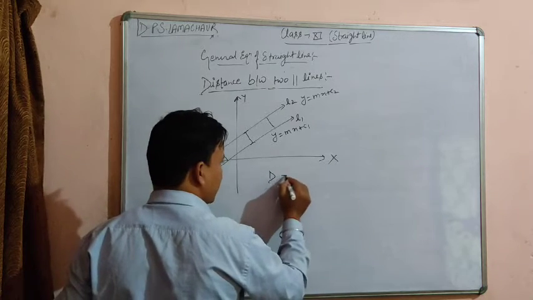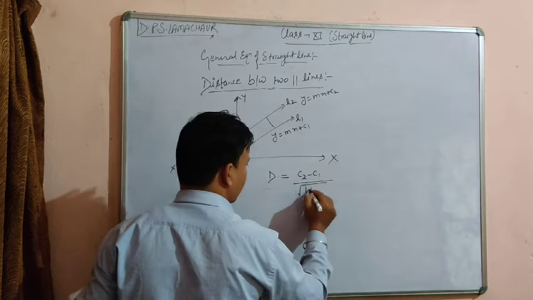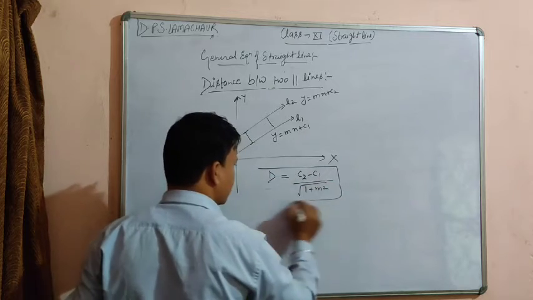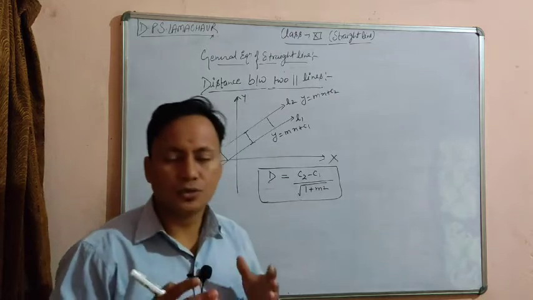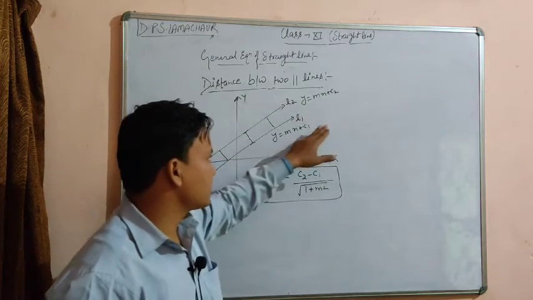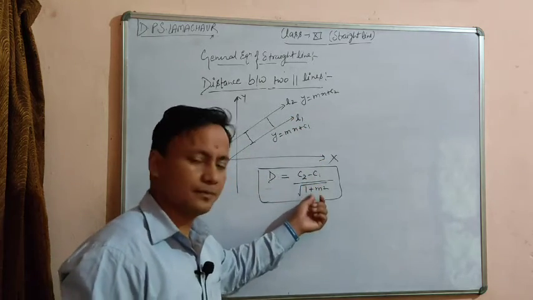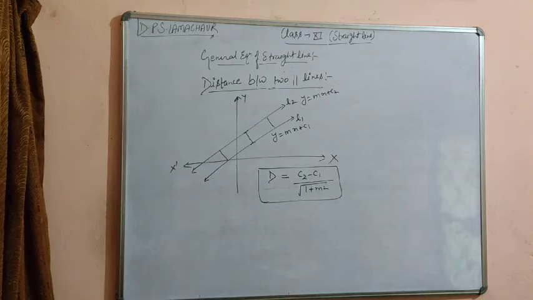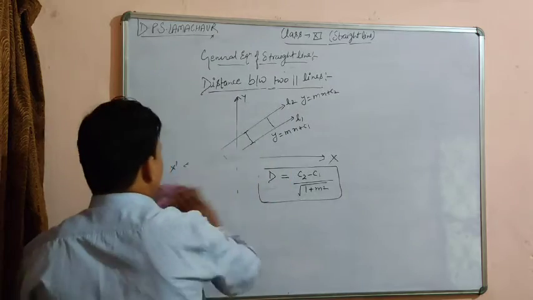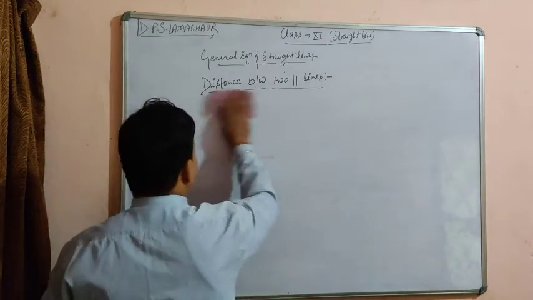So what will be the distance between any two parallel lines? It will be c2 minus c1 upon root 1 plus m square. Nothing else. If we are given any two parallel lines, the distance between them is c2 minus c1 upon root 1 plus the square of the slope of the lines. So this is the formula. Pause the video and take the screenshot. Now let's discuss some questions. Okay, now it's time to proceed to exercise 10.3.